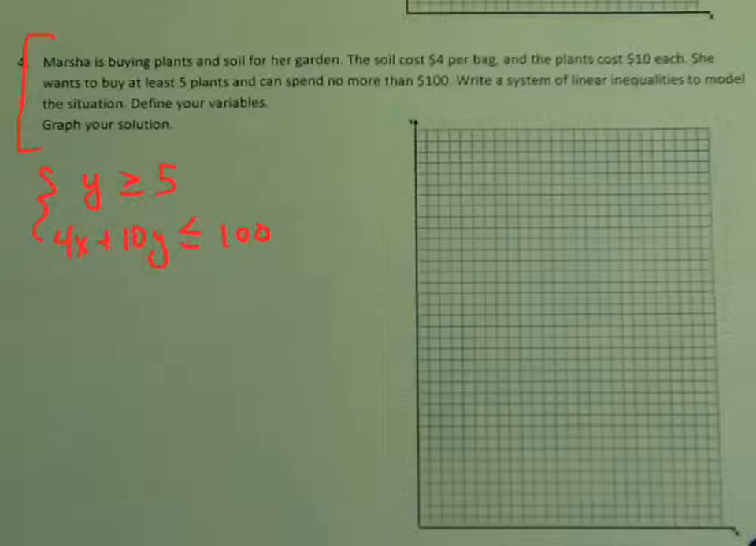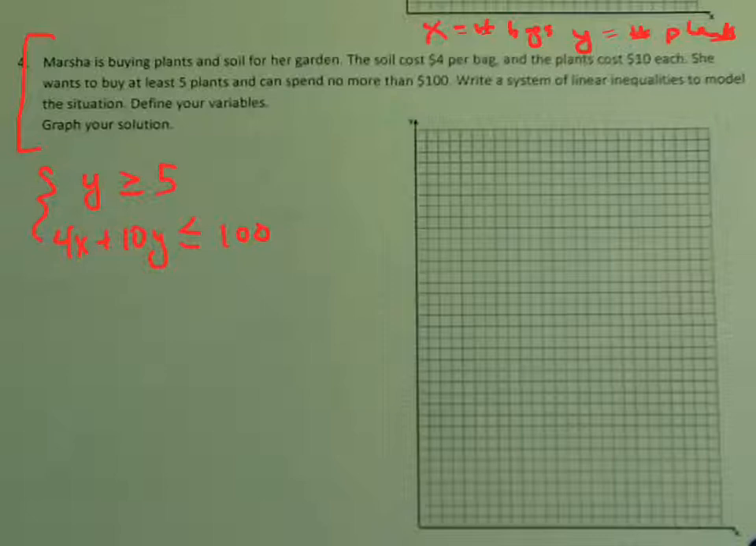Well, I just erased it. But Y equals the number of plants, and X equals the number of bags. You'd probably want to write them down here somewhere instead of up there, but to save space, I'm putting them there. Alright, so now let's graph it.